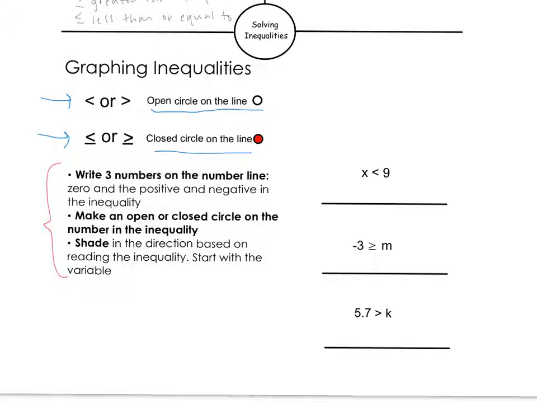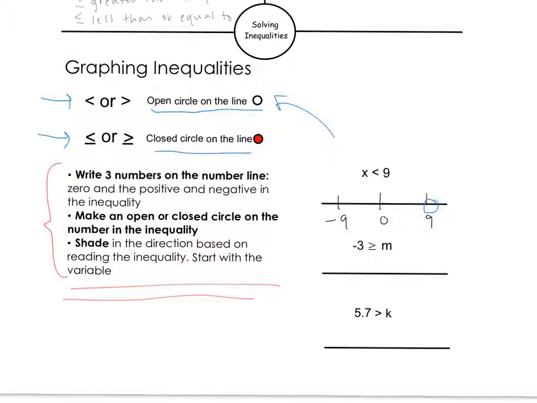Start with your variable. So let's look over here at x is less than 9, and make sure again you jot down those notes. X is less than 9 means I will write down 0, 9, and negative 9. So again, my 3 numbers on my number line is really all I need right now. And then x is less than 9 means I have an open circle at 9, again referencing an open circle with less than or greater than.